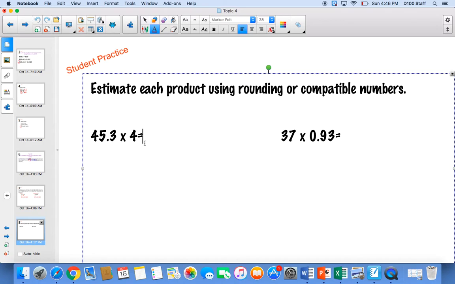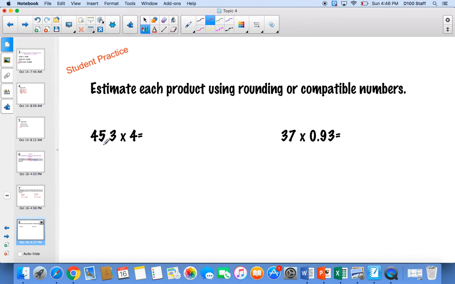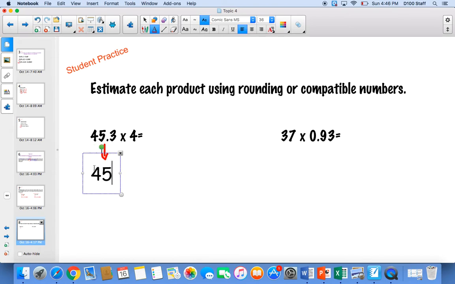Okay, for this one, I'm going to say we could use compatible numbers. This might be a little bit easier. So 45 and 3/10, I would say a good compatible number for that one would be just 45. And then I look at my 4. I don't really feel like I need to change that. I could go up to 5, but 45 times 4 is an easy multiplication problem.